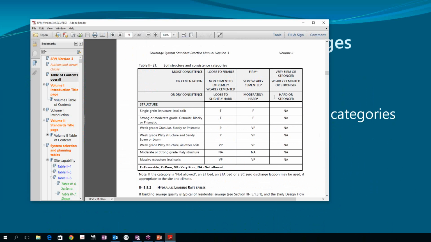Soil structure and consistence categories. What do we want to say about it? Well, it doesn't list texture, interestingly enough, except for a mention or two like there. It's based on the structure and consistence up in here. So between the two, perhaps it's self-explanatory, we use this table as a first step in determining our loading rates to determine whether it's FP or very P, favorable, poor, or very poor.